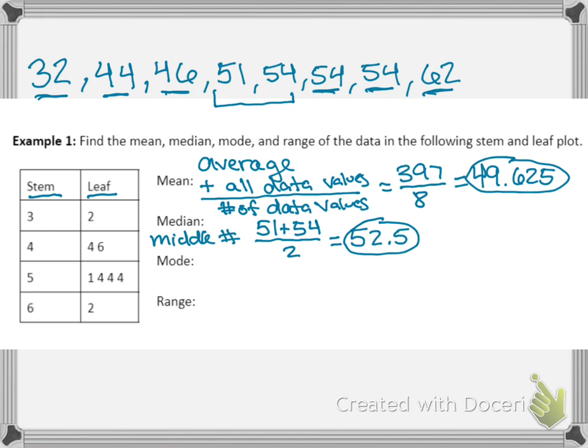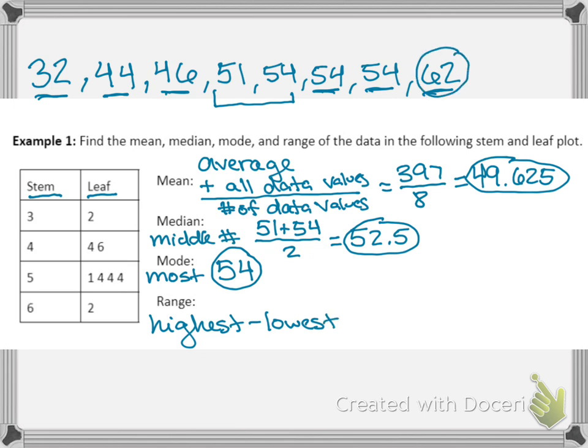Now to find our mode, that is the data value that we see the most. So in this case, I have 3 54s. 54 is the data value I see the most, so that is my mode. My range is my highest data value minus the lowest. So my biggest data value here is 62. Then I want to subtract my smallest data value, which was 32, which gives me a range of 30.